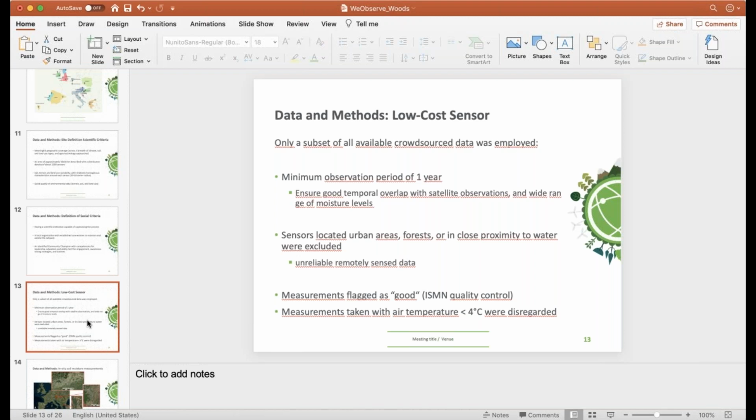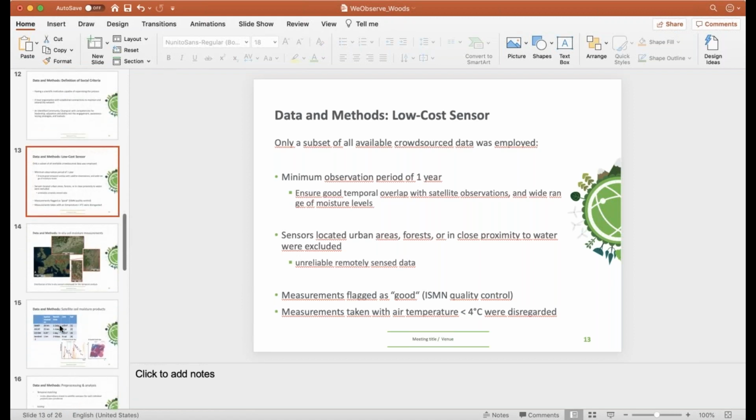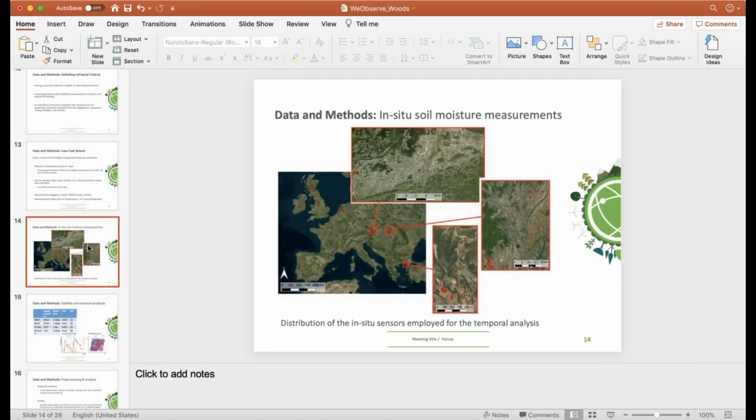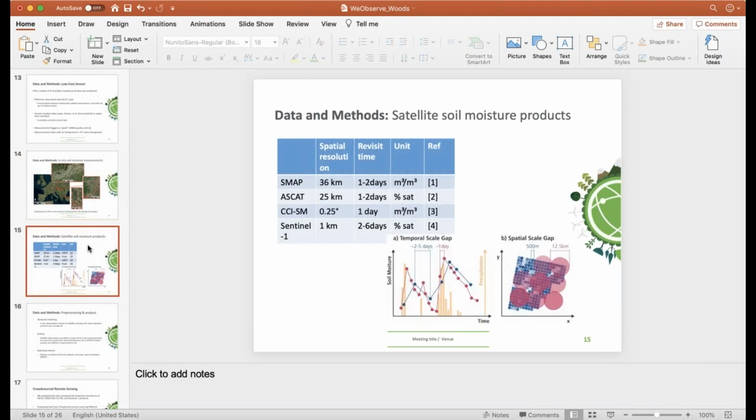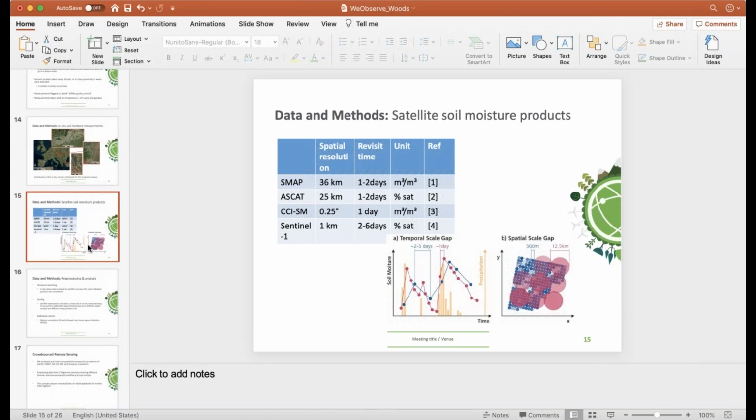The measurements had to be flagged as good in this International Soil Moisture Network quality control. Measurements taken with air temperature of less than 4 degrees were also discarded. And you can see here we've got an image of the distribution of in situ sensors that were employed for the temporal analysis. Comparisons were also made with other satellite soil moisture products, and you can see this in the slide here.